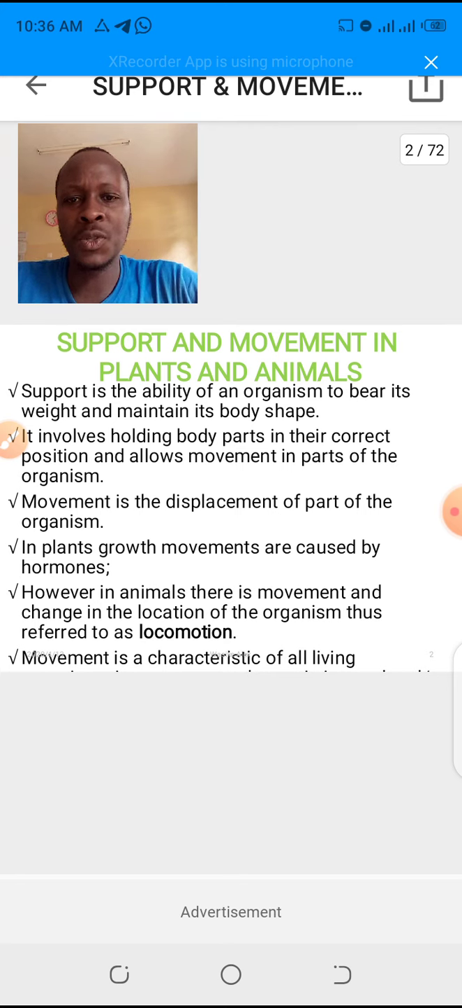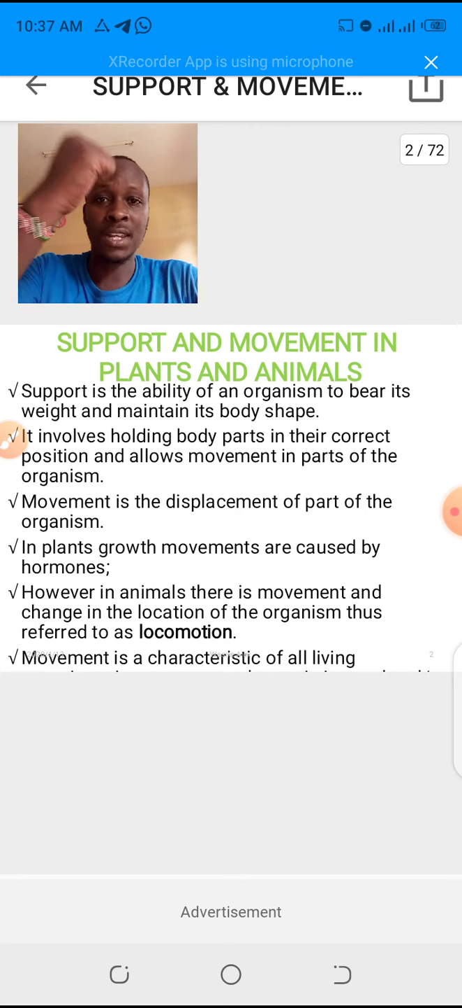We were also able to differentiate between locomotion and movement. We remember we said that movement actually means the displacement of part of an organism. In plants, it can either be a branch of a tree or a leaf. In animals, movement can occur at organ level, such as when you lift your hand. When you lift your hand, that is movement.